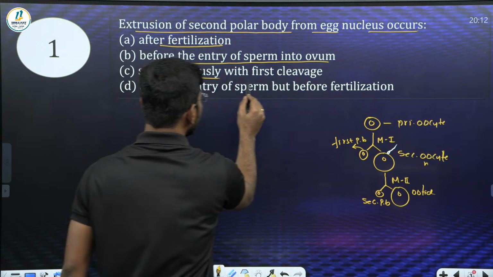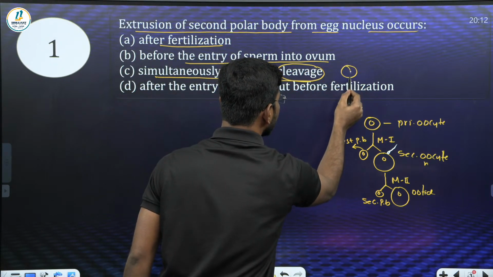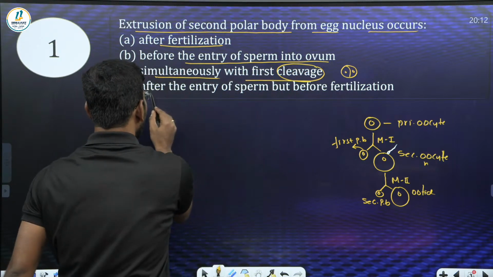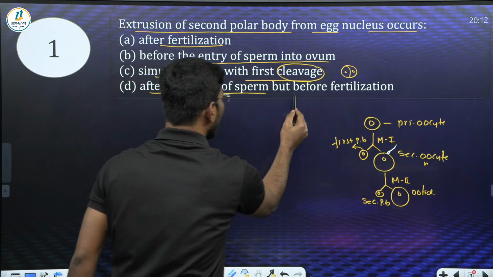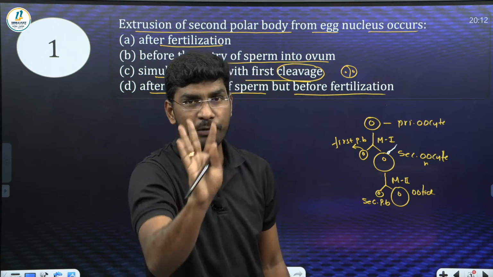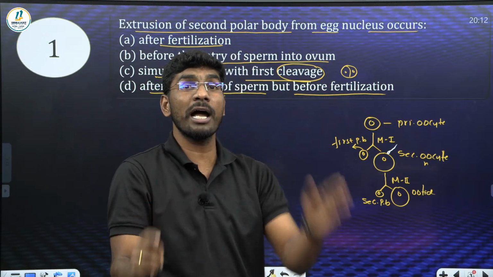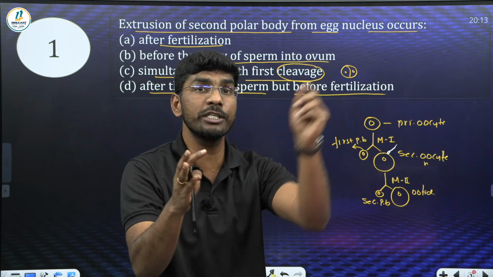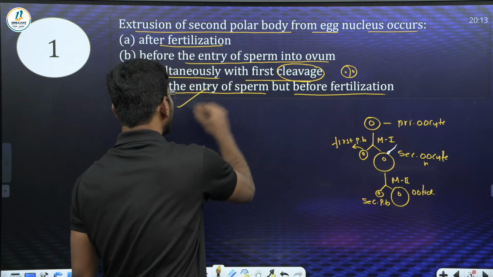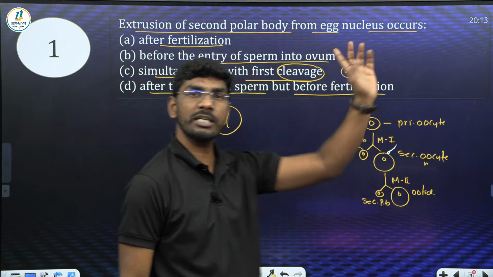Now, simultaneously with the first cleavage. No. What is this first cleavage? First cleavage is the mitotic division that takes place in the zygote. Yes or no? It's a mitotic division. Leave it. So what is given? After entry of sperm, but before fertilization. Remember, this process takes place, otherwise it will not complete. You got my point? The second polar body will form in the fallopian tube, and with whatever ootid forms, the sperm nucleus will fuse. That means fertilization takes place. So the answer is option D. So the first question from human reproduction, the answer is D.